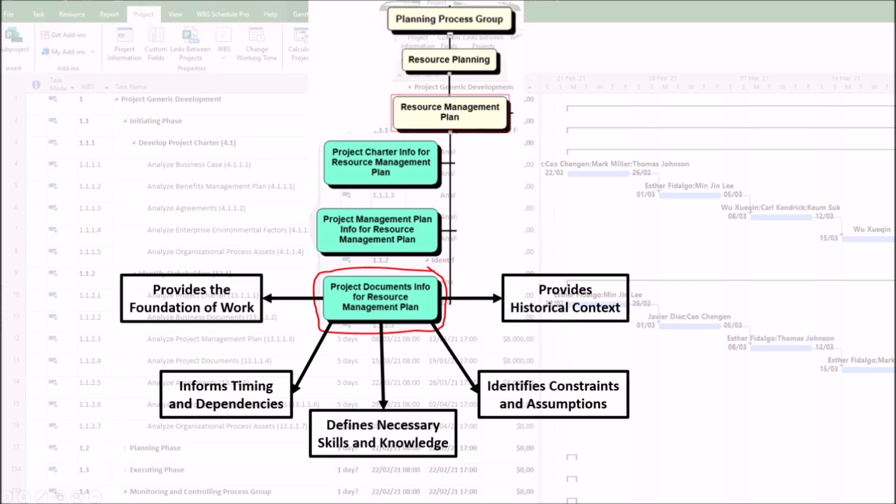5. Provides historical context. If available, the lessons learned register from previous projects can provide invaluable insight into what resource strategies worked well, such as co-located teams improved communication, or what caused problems, such as team was overallocated by 20%, leading to burnout.